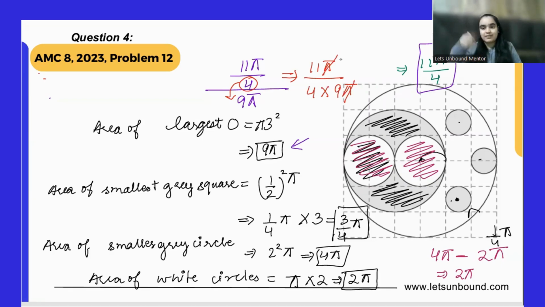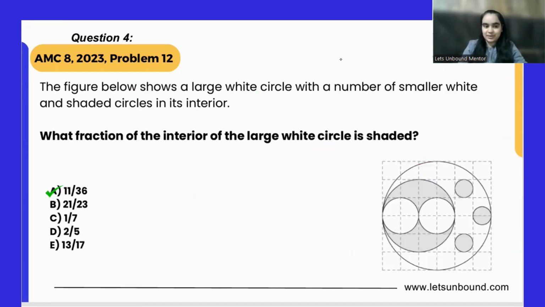And you can cancel out pi and pi from here. Whenever numerator and denominator are having the same thing, and they're in multiplication or in division, we can cancel out. And we got the answer, which is going to be 11/36. 4 times 9 is 36. So this is going to be our final answer.